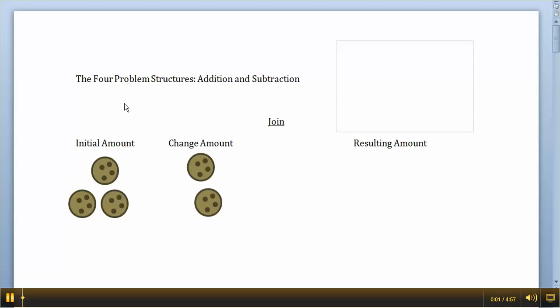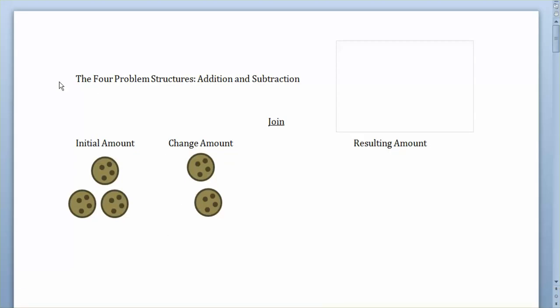Hi, this video is about the 4 problem structures related to addition and subtraction. All of these scenarios involve adding or subtracting in order to get the answer that we want. However, there's 4 different types of scenarios we can think about, and kids really need experience with all 4 of these different types. The first one is join.